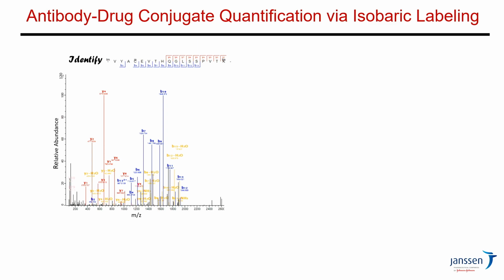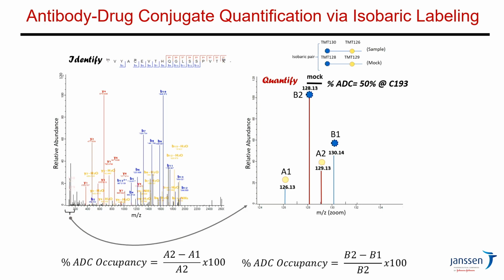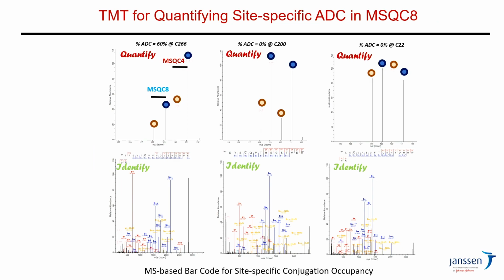Here are some examples of how this works. Here's what we get with occupancy. We can get the occupancy estimate using iodo-TMT, which is in orange, or the TMT, which is in blue, using these equations. In this case, at cysteine 193 of the antibody, the drug was conjugated at 50%, if you look at the intensity differences. Likewise, we can do this across the molecule for different sites, so it's a specific quantitation of all the cysteine conjugates. And in the second and third case, there's no intensity difference, and therefore there is no conjugation.